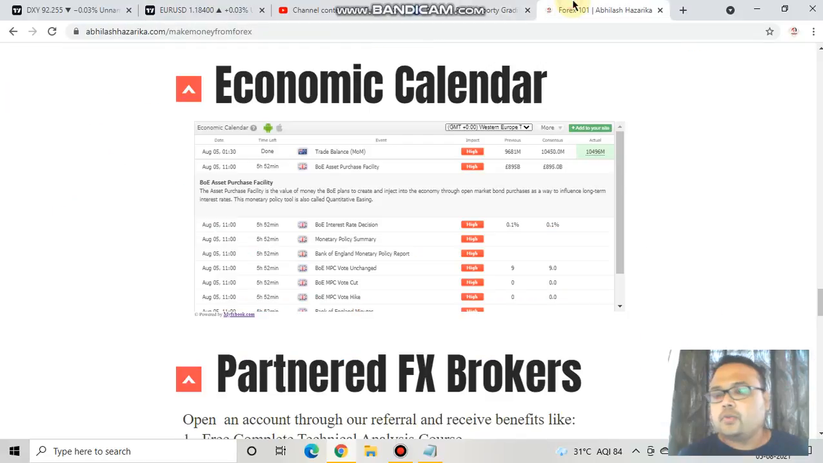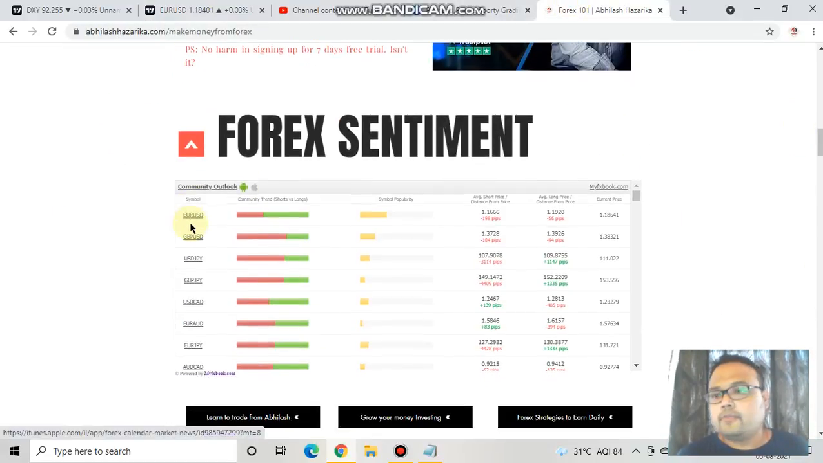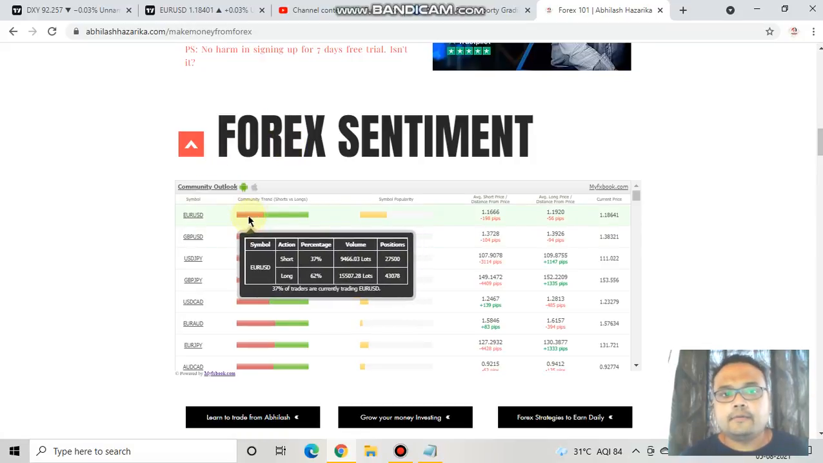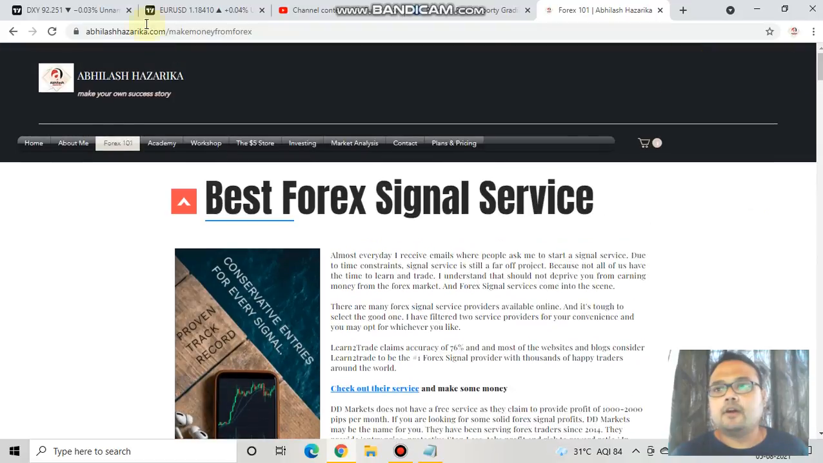If we go to the Forex sentiment meter here, you can see that 37% of retail traders have taken a short position and 62% of retail traders have taken a long position, which means that 62% of retail traders are thinking the market will go up and 37% are thinking the market will go down. You'll find the Forex sentiment meter on my website avilashhajarika.com under the Forex 101 section.